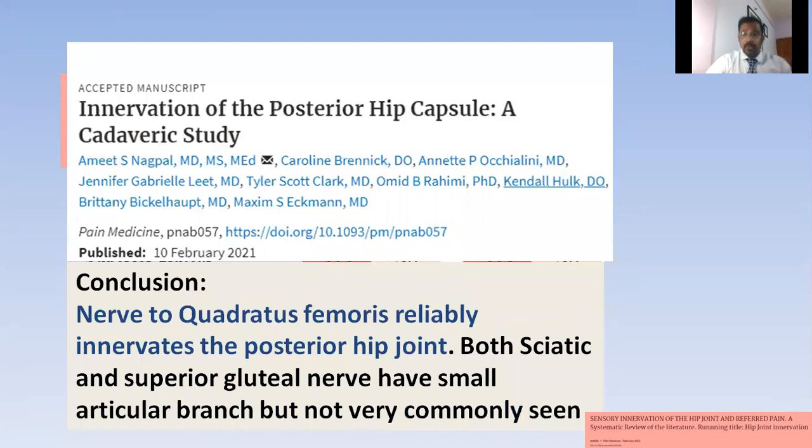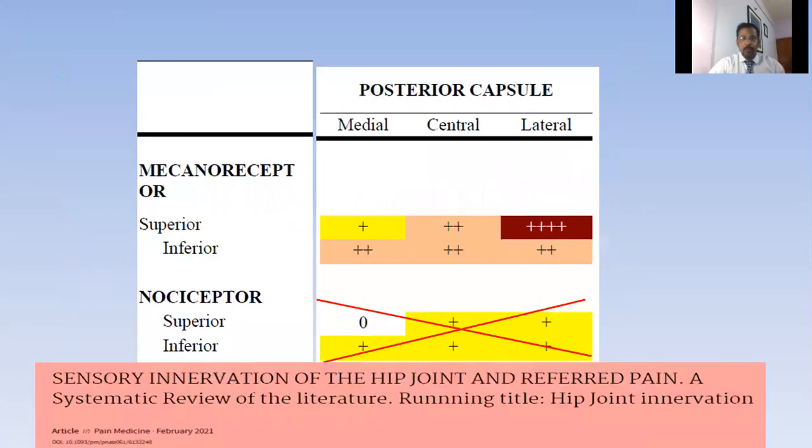This is a very good cadaveric study, which was published in February 2021. The nerve to quadratus femoris reliably innervates the posterior hip capsule. Both the sciatic and superior gluteal nerve have small articular branches, but they are not commonly present. So for the posterior hip capsule, the nerve to quadratus femoris is the most important nerve. But the posterior hip capsule doesn't have nociceptors, so it doesn't contribute to pain following a hip surgery.